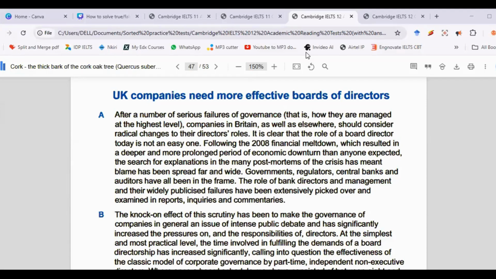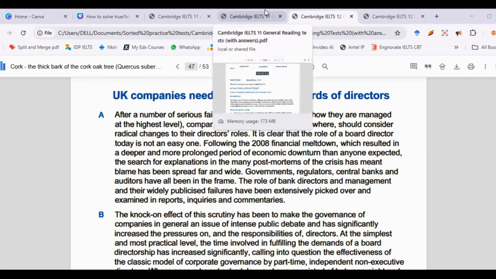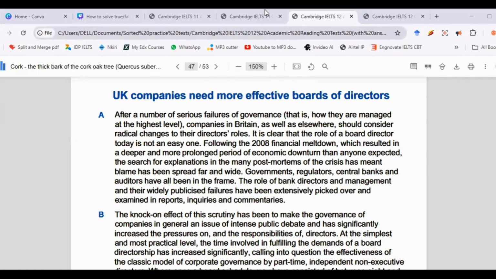So many postmortems is a very, very important word there. What's the meaning of postmortem? Postmortem means that you are conducting research to find out why something failed. You are conducting research to find out why somebody died or why a business failed. Hope you get my point now. Very, very important word there. So look at it closely. It says, the search for explanations in the many postmortems of the crisis has meant blame has been spread far and wide.